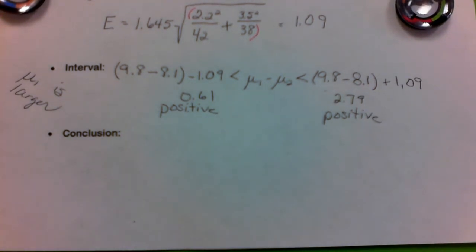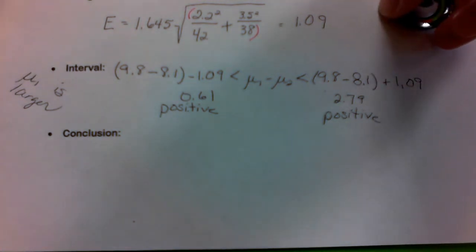So in my conclusion, I would state I am 90% confident the average lifetime of a Duracell is longer than Energizer because Duracell was mu1 and it is a bigger number, so it lasts longer. Now, that is an example when sigma is known, so we use Z sub C.